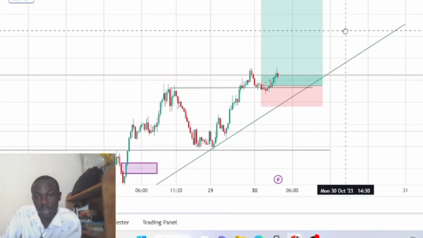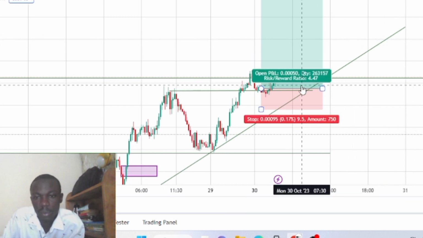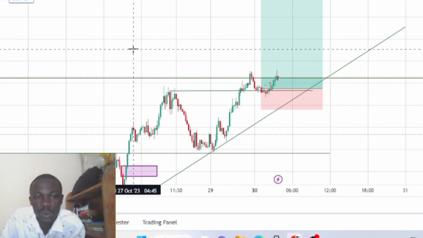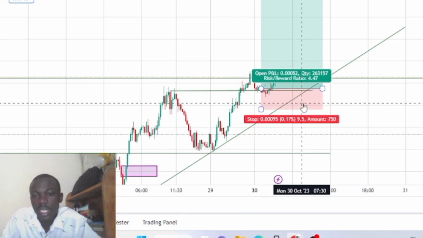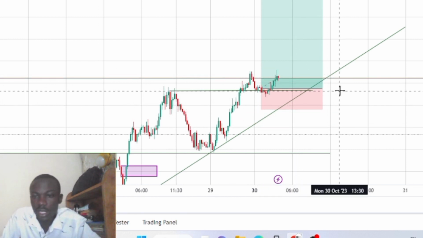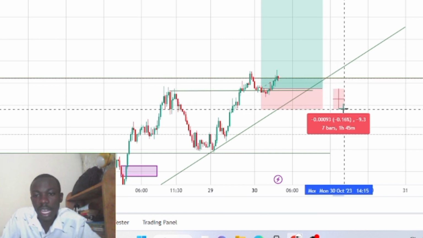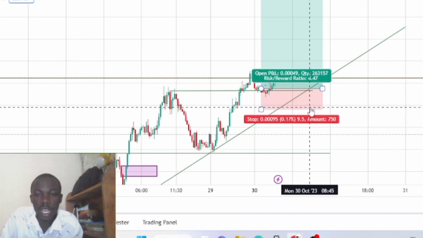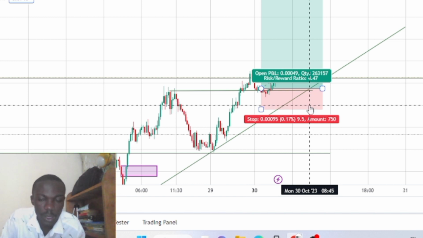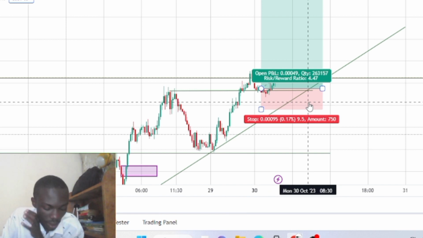Now, let's first talk about this trade and whether it respects our risk management plan. I took this trade with a lot size of 0.01, and you can see that our stop loss is only 9 pips. When I pull out the calculator to work out the distance from the entry to the stop loss, the actual distance is about 9.5 pips, meaning I'm putting my stop loss 10 pips below.